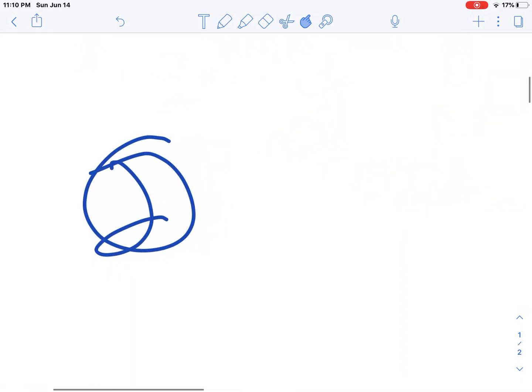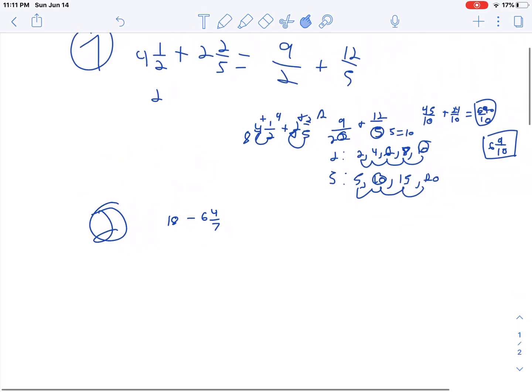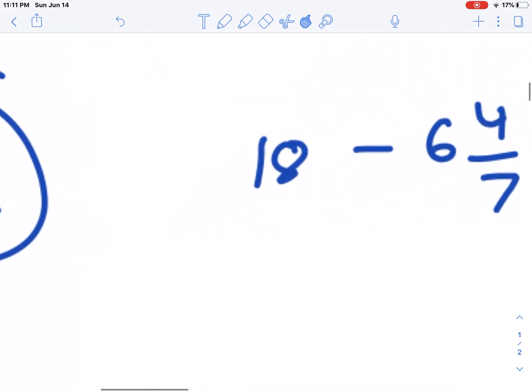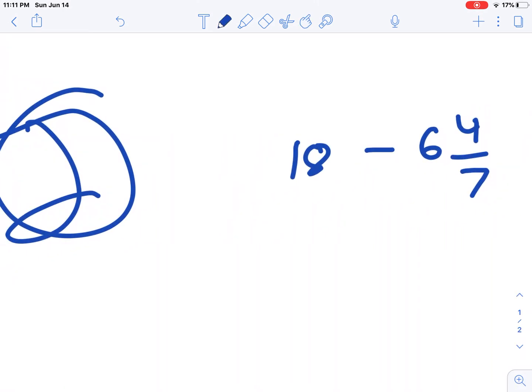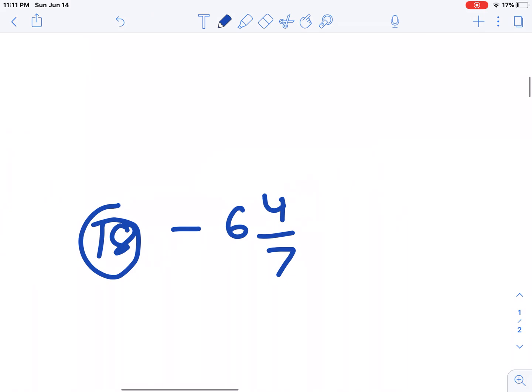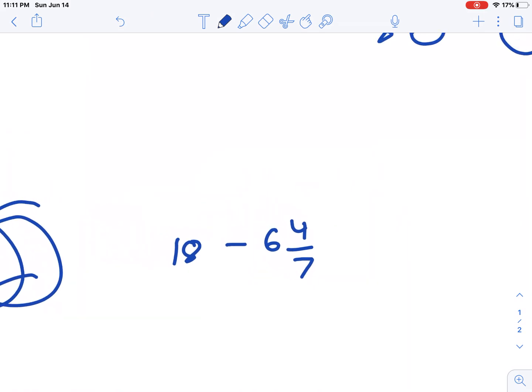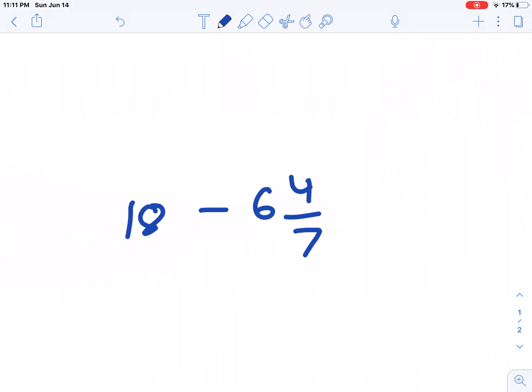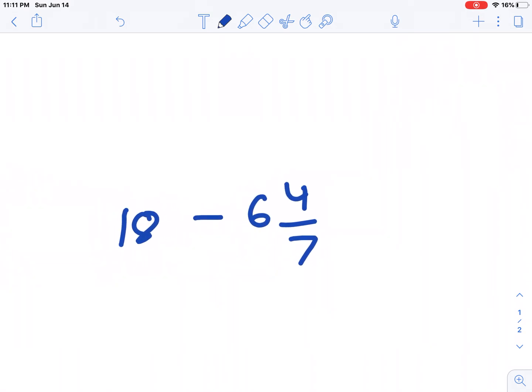There. For my 2, I'm going to subtract 18 minus 6 and 4/7. So this is a very good example question, and I'll tell you why. It's because, as you can tell, we have a whole number here, and this is a mixed number. So, in order to do that, I will show you how to do it. So there are 2 ways to do this.